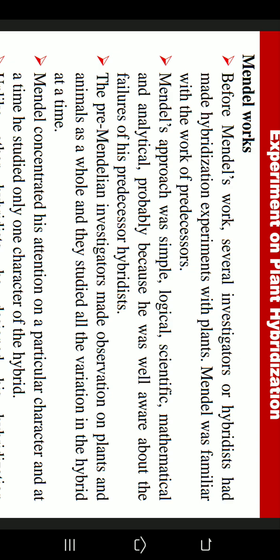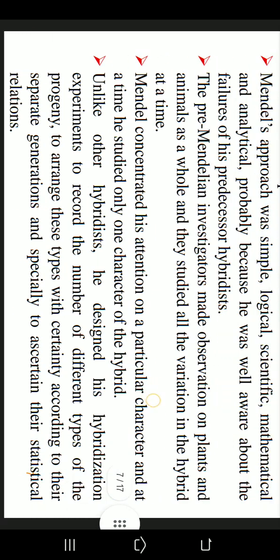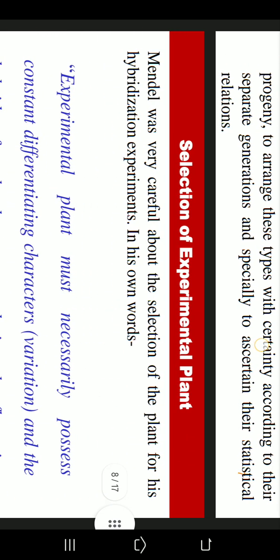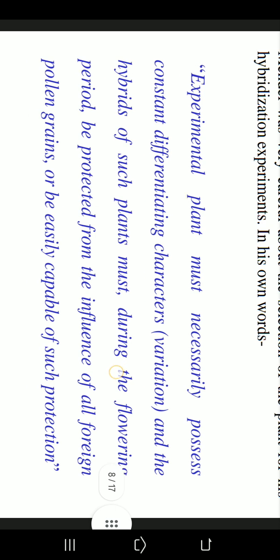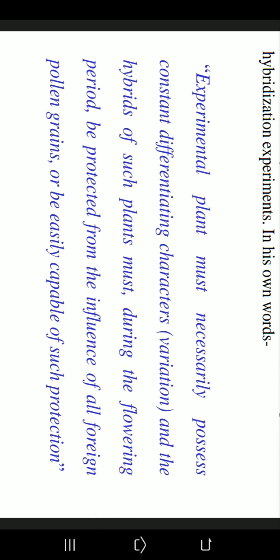Mendel concentrated his attention on a particular character, and at a time he studied only one character of the hybrid. Unlike other hybridists, he designed his hybridization experiments to record the number of different types of the progeny, to arrange these types with certainty according to their separate generations, and especially to ascertain their statistical relation. Then we will learn his direct words, that the experimental plant must necessarily possess constant differentiating characters, and the hybrids of such plants must, during the flowering period, be protected from the influence of all foreign pollen grains or be easily capable of such protection.